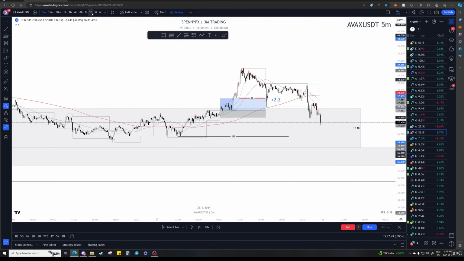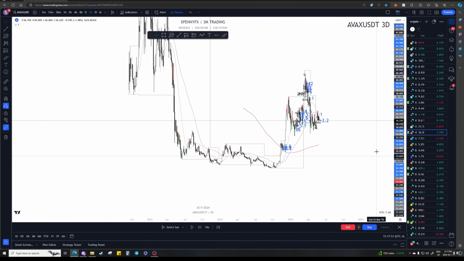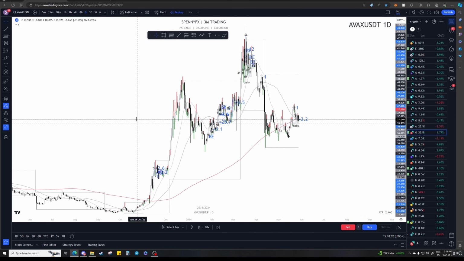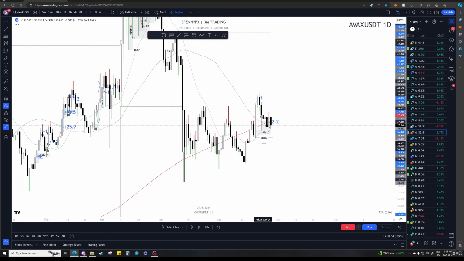As always, we start on the high time frame. We know that AVAX has been very bullish for a long time now. The 3-day went through some back and forth down here, entered accumulation, and we've been bullish ever since. We're currently in reaccumulation. The daily we know is also bullish, and we have our daily validation right here.